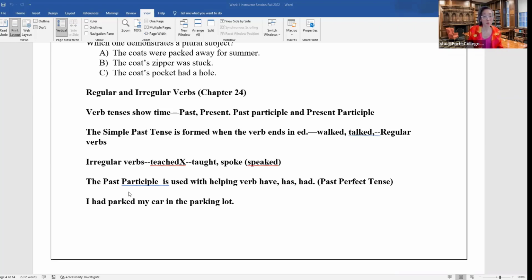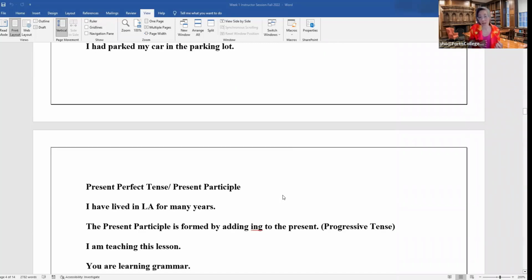The past participle is used with a helping verb. So every time you have a perfect tense or a past participle, it's I have talked, I had. Anything with the verb have is a past participle. So I had parked my car in the parking lot. So that is a past participle. For now, you have to remember that verbs show time and they show action.